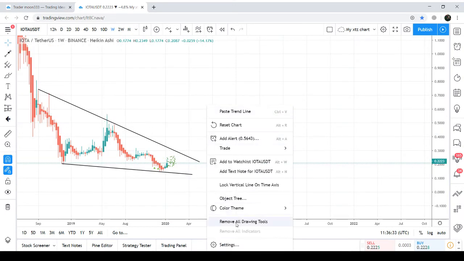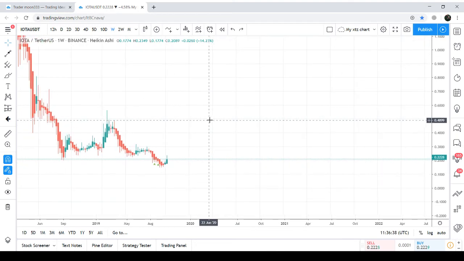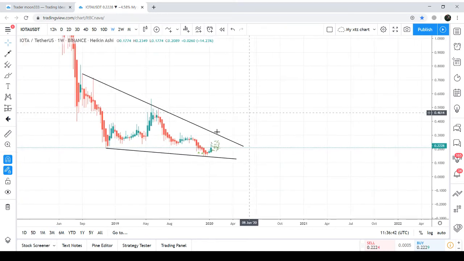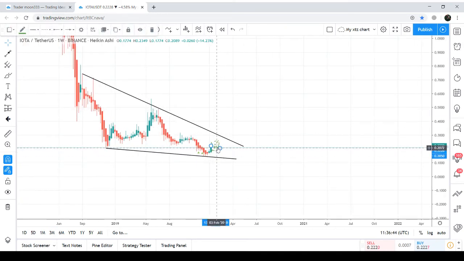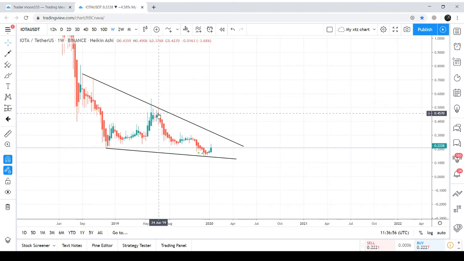All right, now see what is the next resistance level for us. Sorry, this is the pattern. I'm just removing these tools. All right, our next resistance level is this one, around here at 49.15 cents. This is our next resistance level.